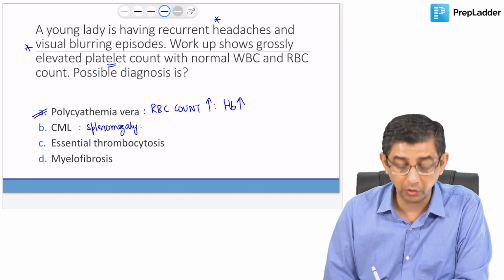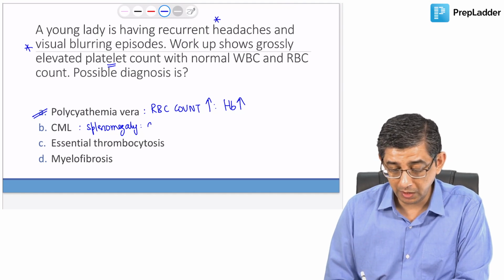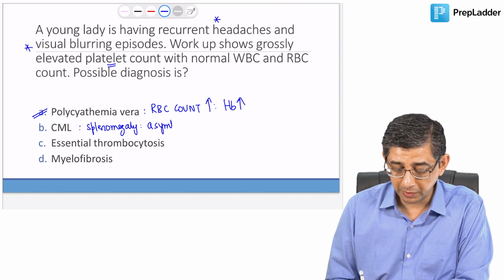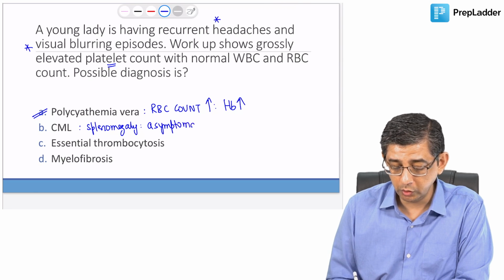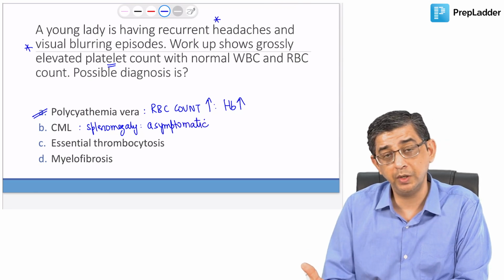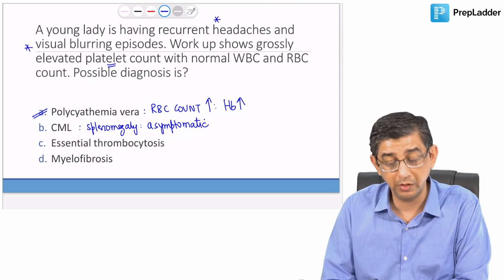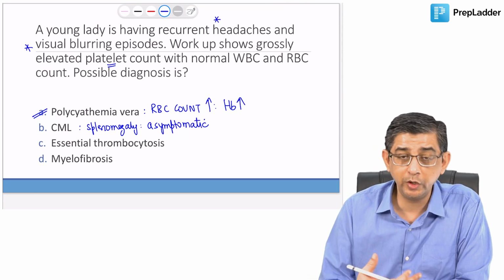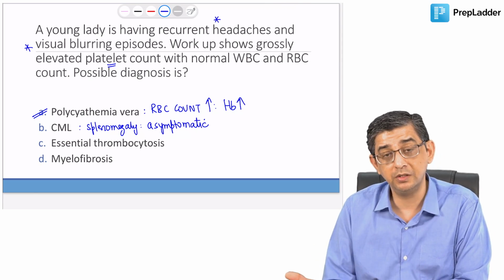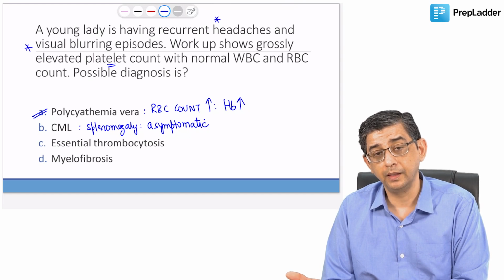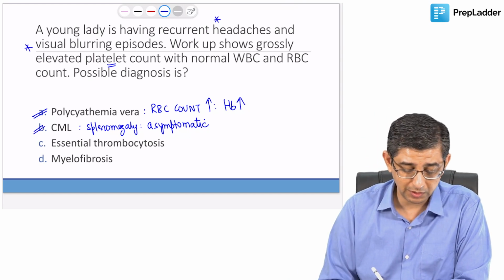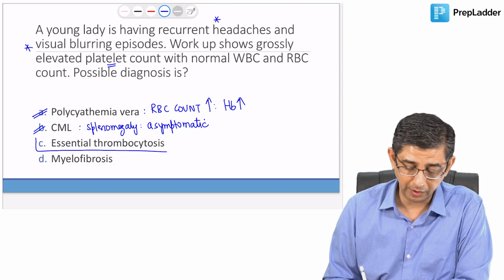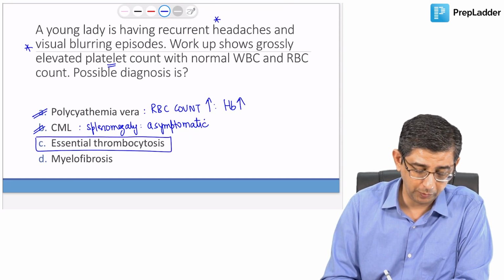And anyway the main presentation of chronic myeloid leukemia is going to be asymptomatic. Most patients of CML, unless they go into blast crisis, don't have any symptoms initially. They might have a bit of constipation due to splenomegaly, early satiety due to splenomegaly, but as such, CML does not have any symptoms initially. Essential thrombocytosis is the answer to this question because the platelet count is elevated. You see, this is a myeloproliferative disorder.